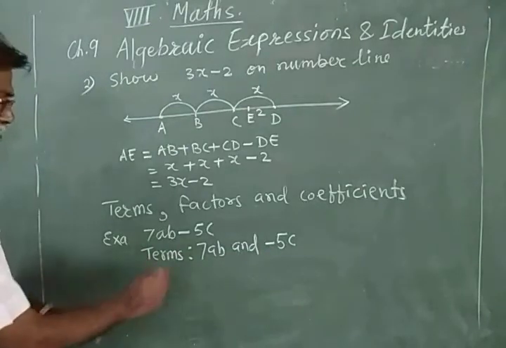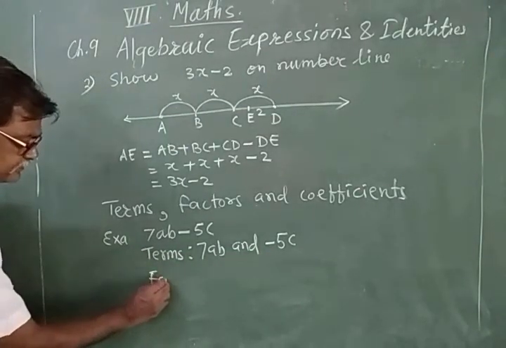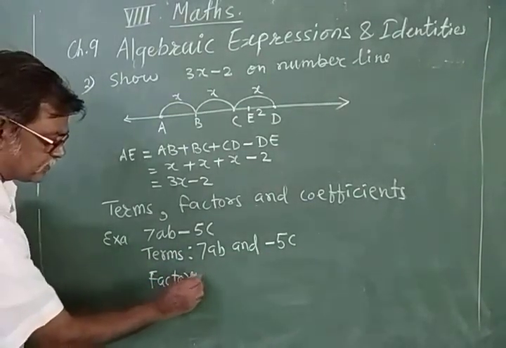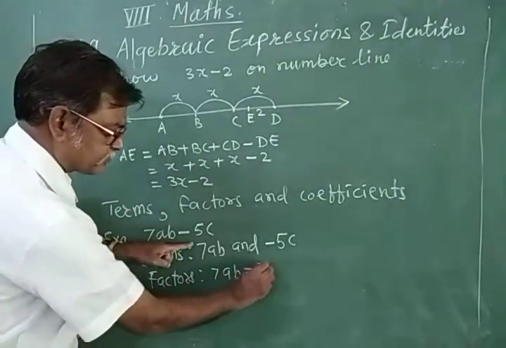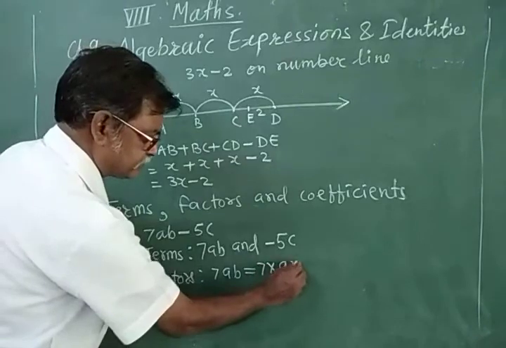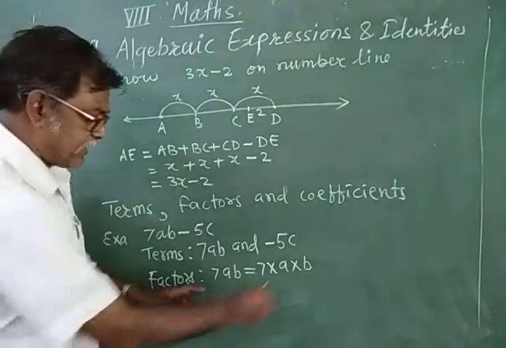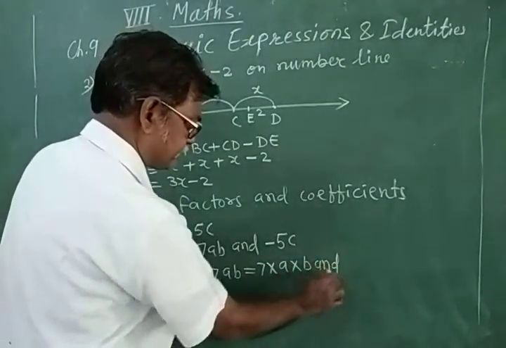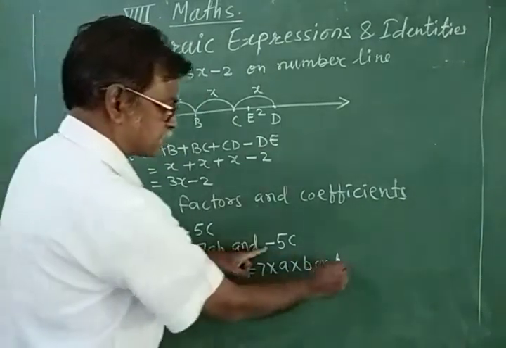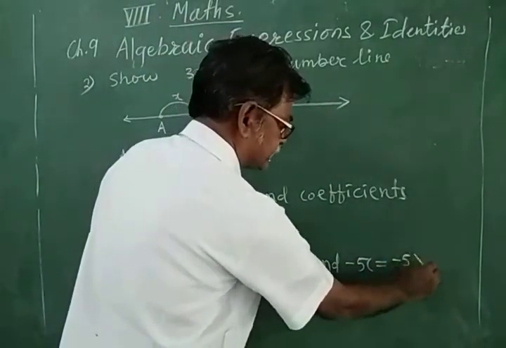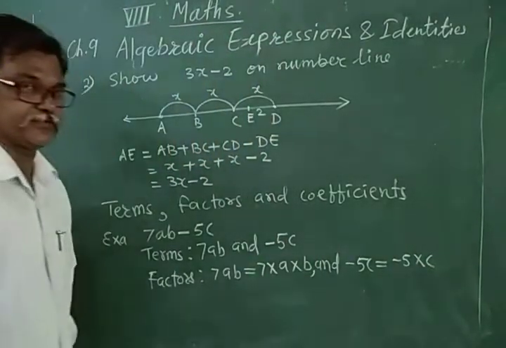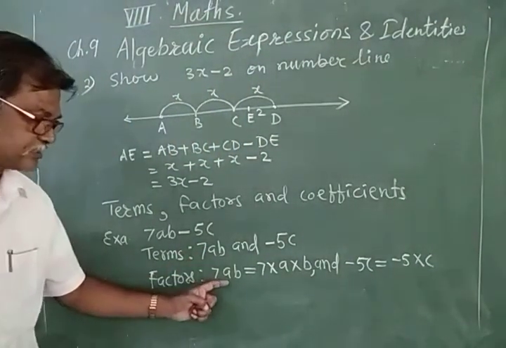These are the terms. Then what are the factors? Factors of 7ab are 7 into a into b, and for minus 5c, its factors are minus 5 into c. These are the terms and their factors.